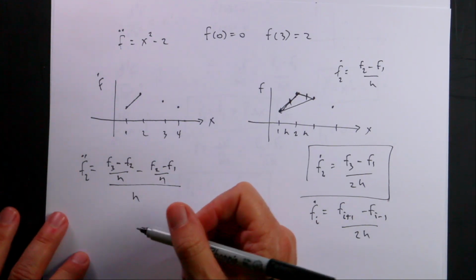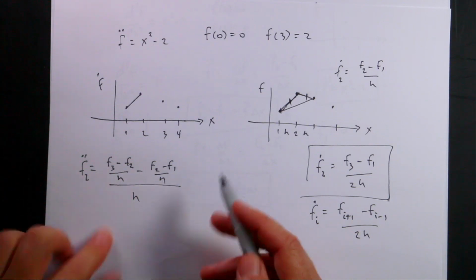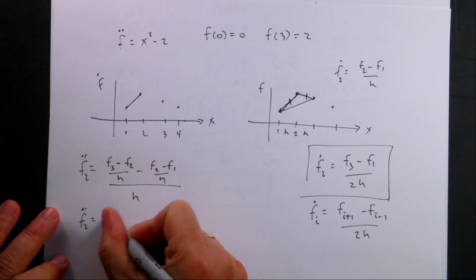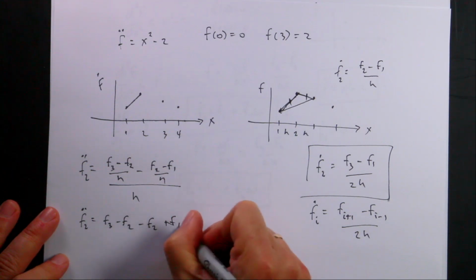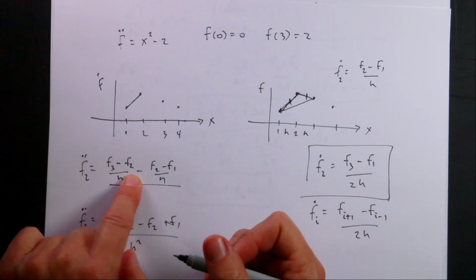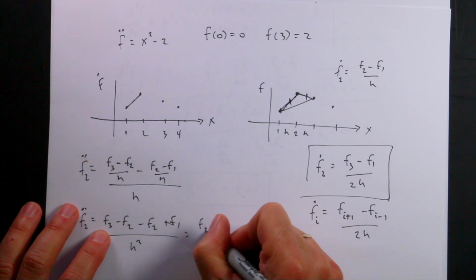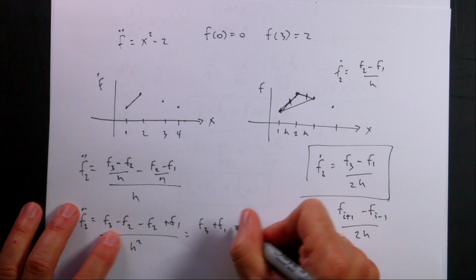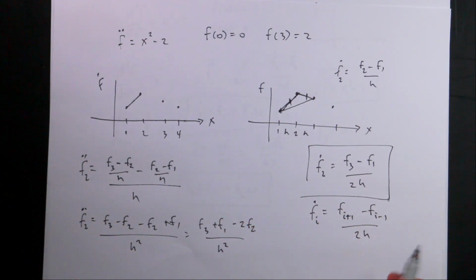Is that what I want? Yep. Okay, so let's divide down by h, and I get h squared on the bottom, and so I can write this as f2 double dot equals f3 minus f2 minus f2 plus f1 over h squared. So I had the minus sign, minus f2, and another minus sign right there, so I get plus. So this is going to be f3 plus f1 minus 2f2 over h squared. So that's my second derivative.